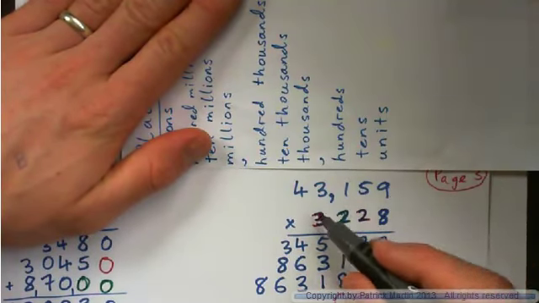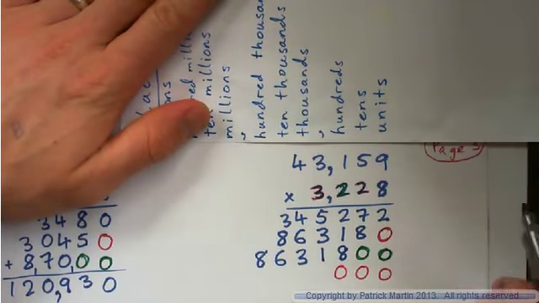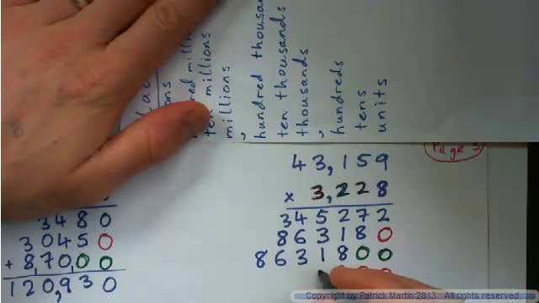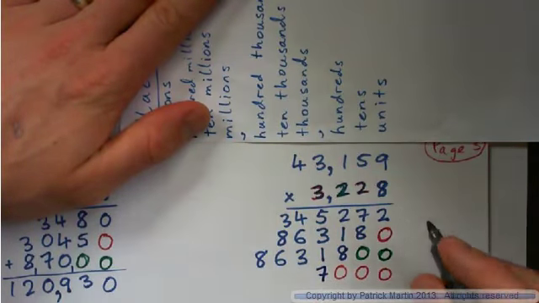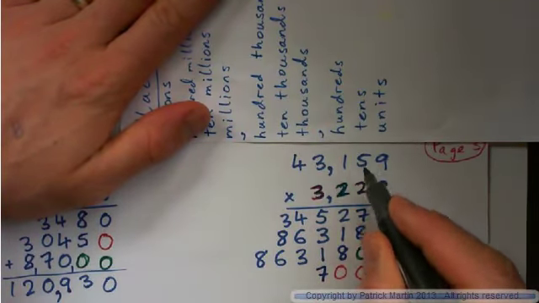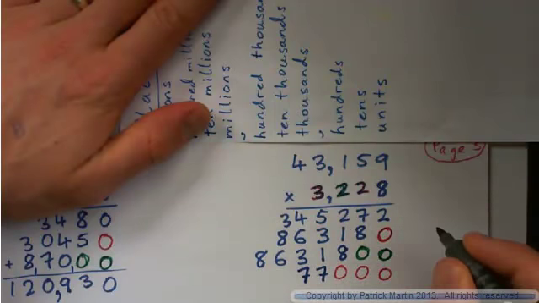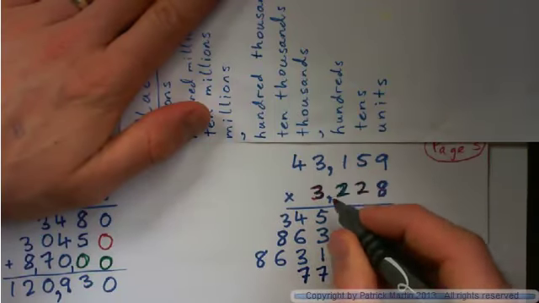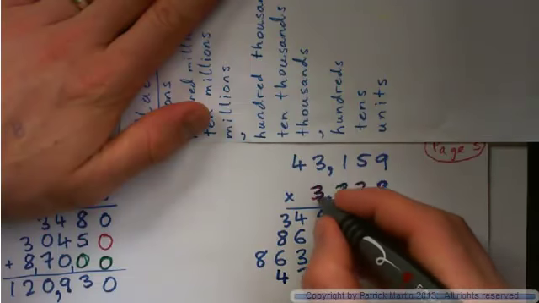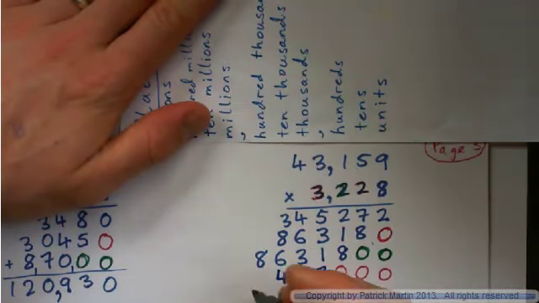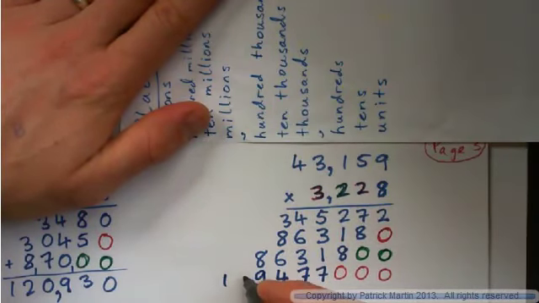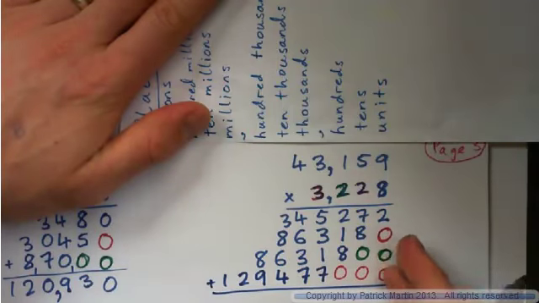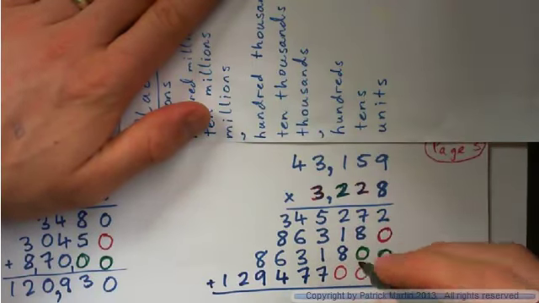So 3 times 9, 3 times 5, what do you get? 3 times 9, 27, carry 2. 3 times 5, 15, and 2, 17, carry 1. 3 times 1 is 3, and 1 is 4. 3 times 3, 9. 3 times 4, 12. All the way out there. So we've got to write neatly, make sure our digits are underneath each other.